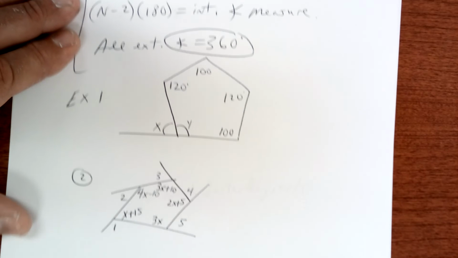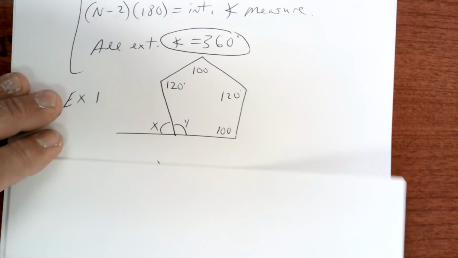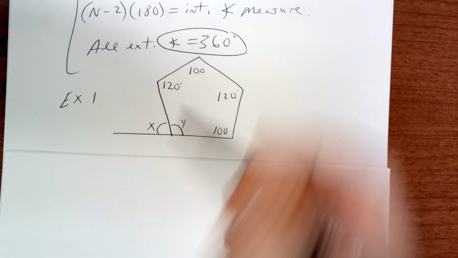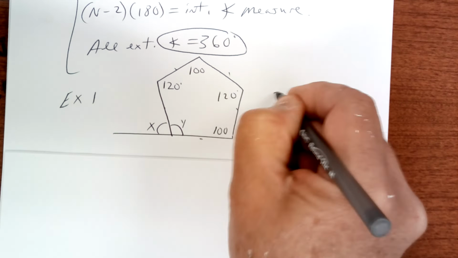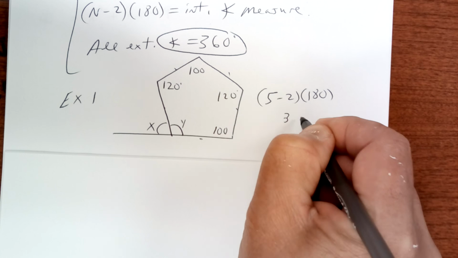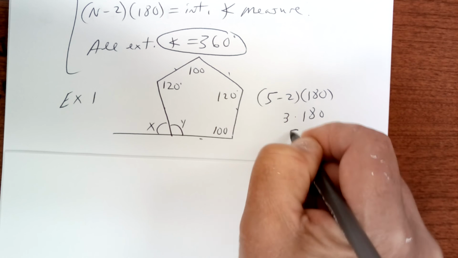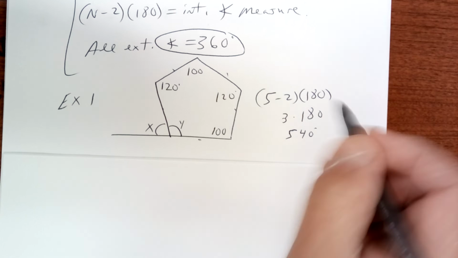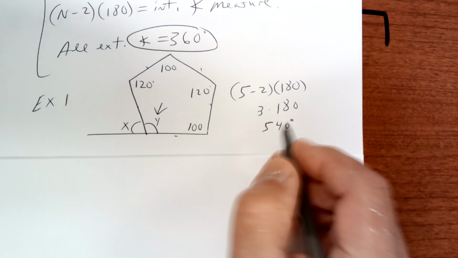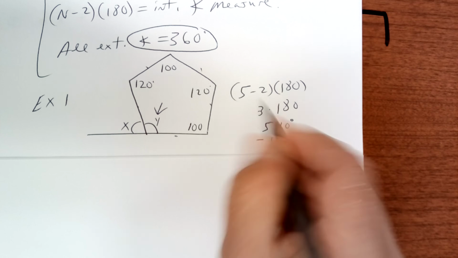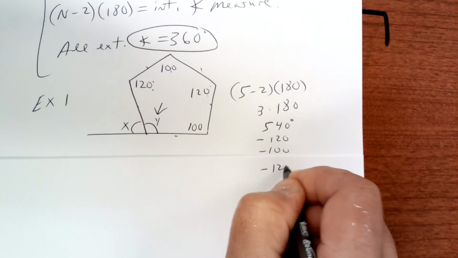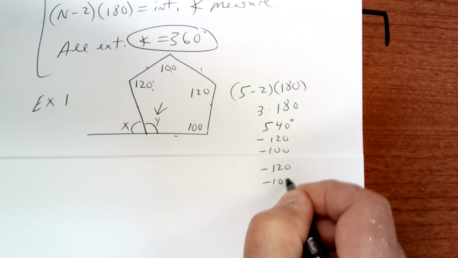All right, let's take a look at example 1 before we get started. Draw this diagram. The first thing you do is figure out how many sides. So 1, 2, 3, 4, 5. So you go 5 minus 2 times 180. So you end up with 3 triangles, and 3 times 180 we already determined is 540 degrees. To figure out what y is, you're going to start subtracting all of these: minus 120, minus 100, minus 120, two of those, and minus 100. And whatever you get is your answer.